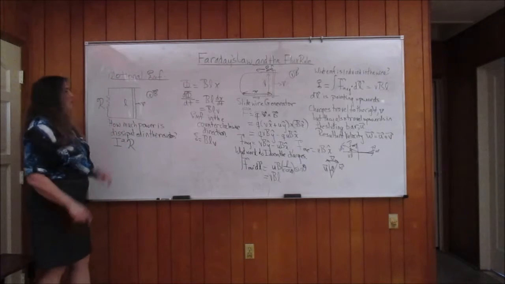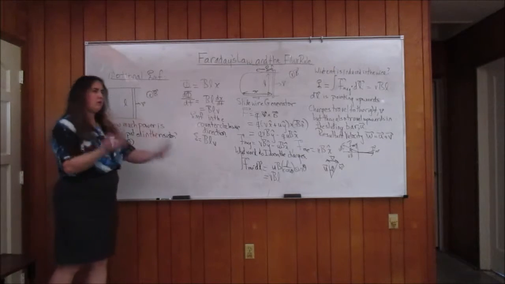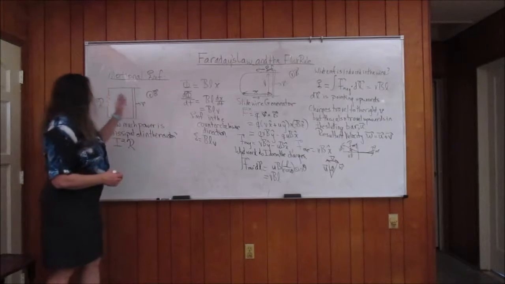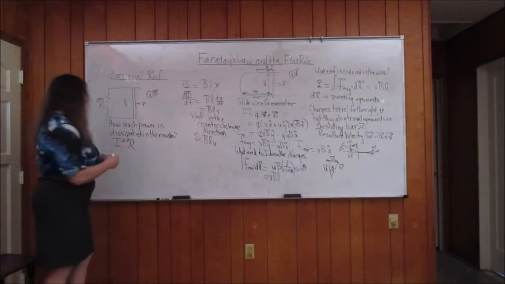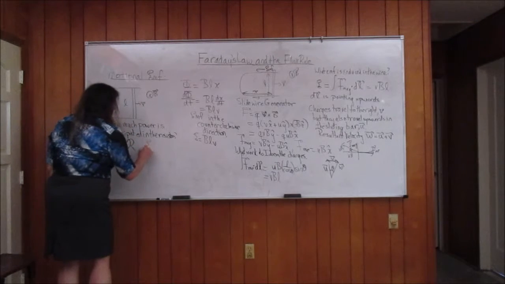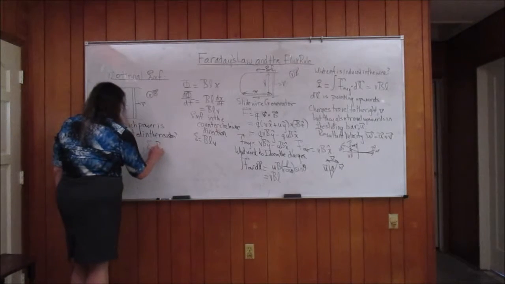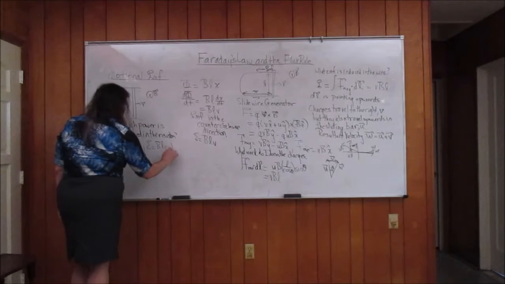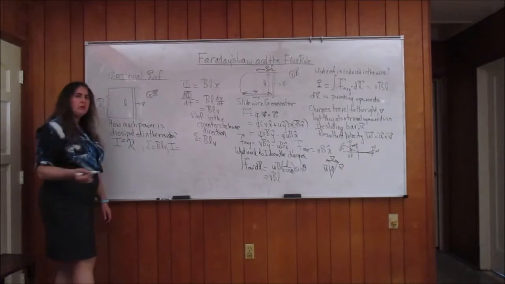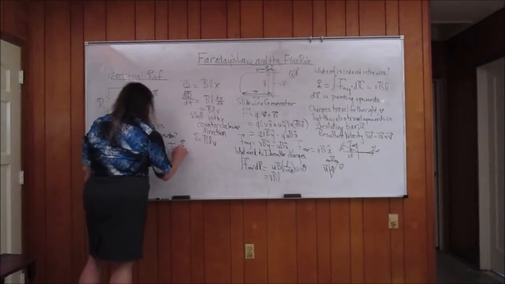Okay, so I need to know how much current's flowing. In order to know how much current's flowing, I need to know the EMF. This is basically the same problem, so therefore the EMF here is also equal to BLv. Now the current is equal to the EMF over the resistance.